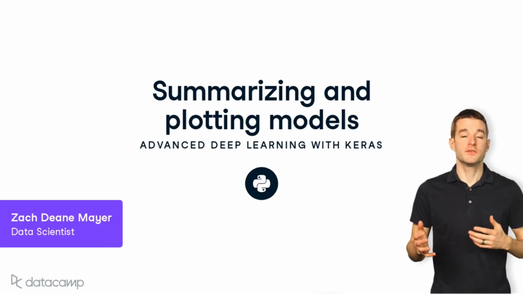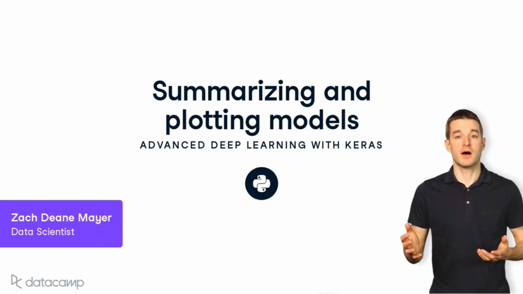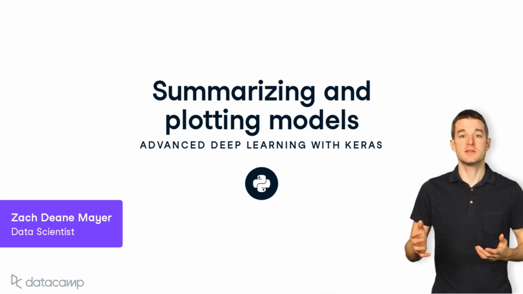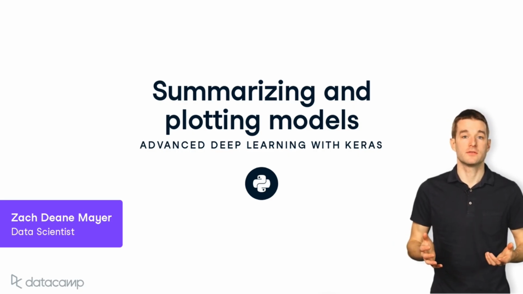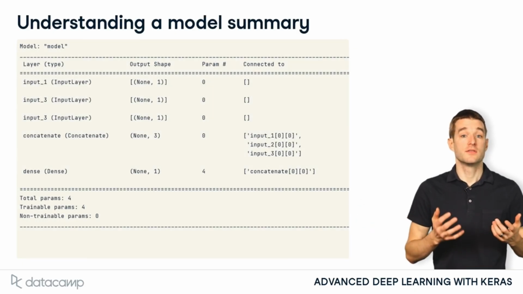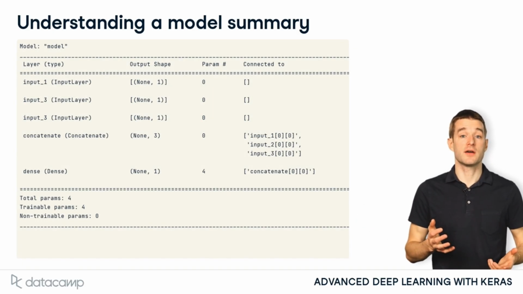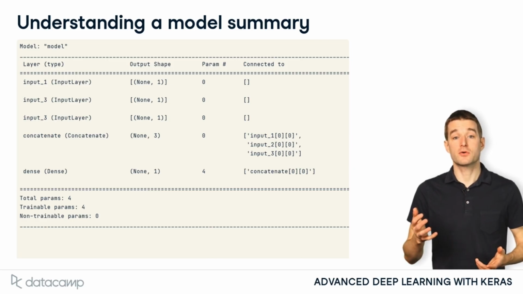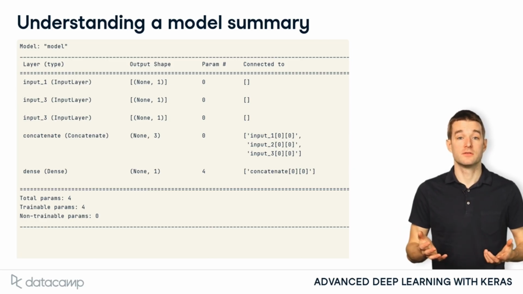In this lesson, you will take a closer look at your 3-input model using Keras's built-in summary and plot methods. Here is the summary for a Keras model. The summary shows you all the layers in the model, as well as how many parameters each layer has. Importantly, Keras models can have non-trainable parameters that are fixed and do not change, as well as trainable parameters that are learned from the data when the model is fit.